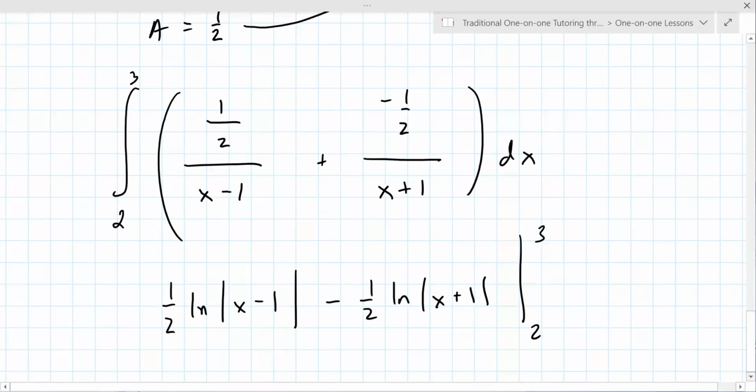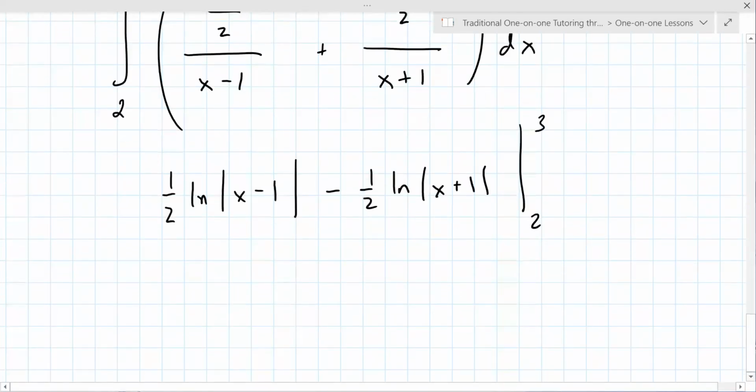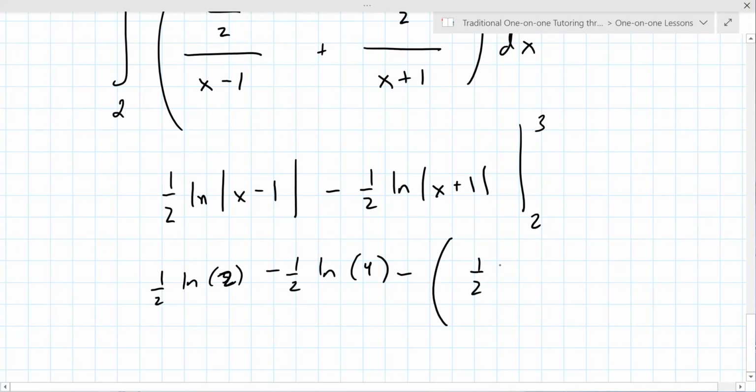So this one has the added complexity of having to put the endpoints in. So 1/2 natural log of 3 minus 1, which is 2, minus 1/2 natural log of 4, minus, now we put the bottom one in, 1/2 natural log of 1, since 2 minus 1 is 1, minus 1/2 natural log of 3.